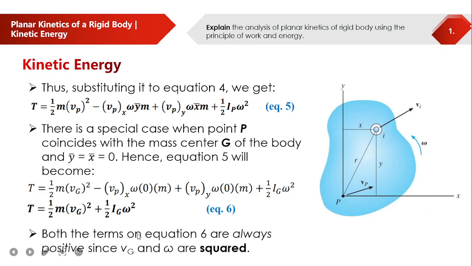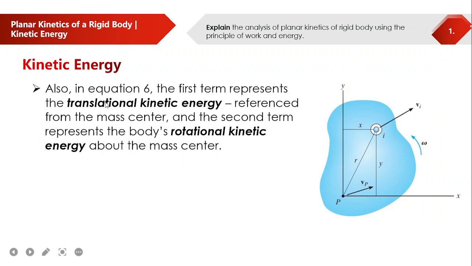Okay? Both terms on equation 6 are always positive since V sub G and omega or the angular velocity are squared, di ba? Anything that will be squared, positive. No? So, also in equation 6, the first term represents the translational kinetic energy referenced from the mass center and the second term represents the body's rotational kinetic energy about the mass center.